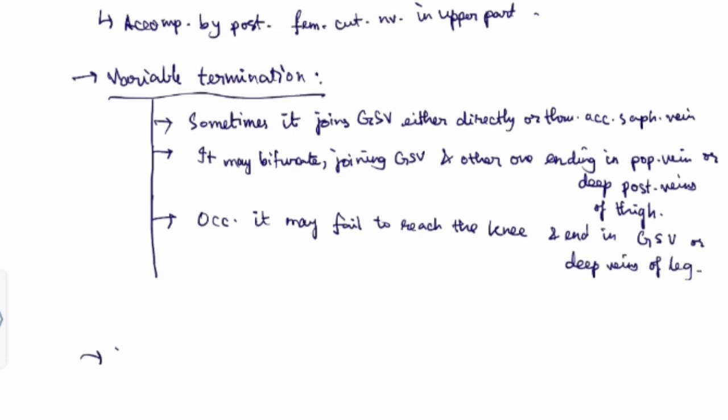Coming to the valves. Small saphenous vein is provided with 7 to 13 valves.